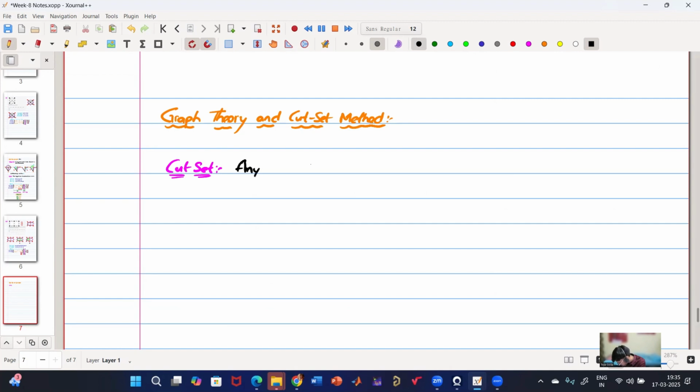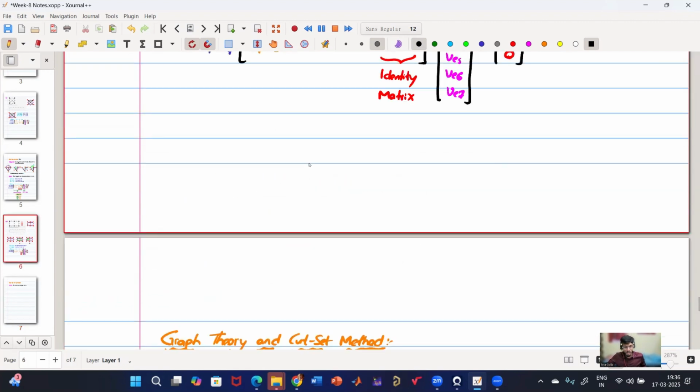Graph theory and cut set method. So what is a cut set? Cut set is nothing but any line that breaks the network into two parts. Like I will draw a line, any line that cuts the graph into two parts.